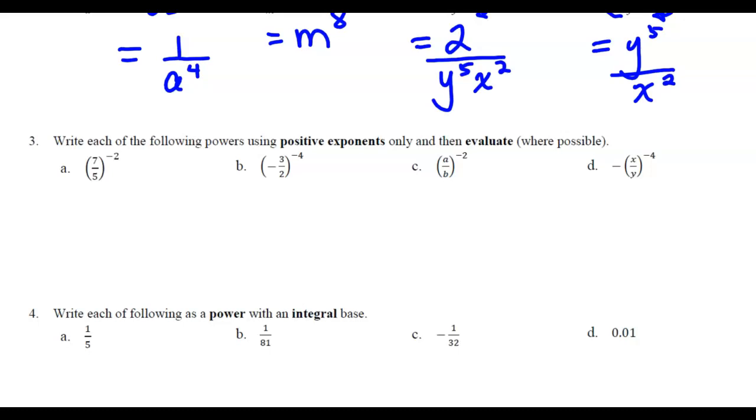Okay, now we're looking at fractions. So same property, it's just we have fractions, they're in the brackets. So it says write each of the following powers using positive exponents only, and then evaluate where possible. If it's variables, you can't evaluate anything. So positive exponent means we flip the fraction to make it positive. Yeah, you could go 1 over 7 over 5 squared, but then you have to flip that back up. So this is the easiest method. And then evaluate, that'll be 25 over 49.